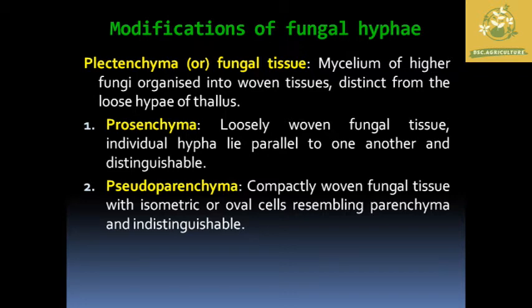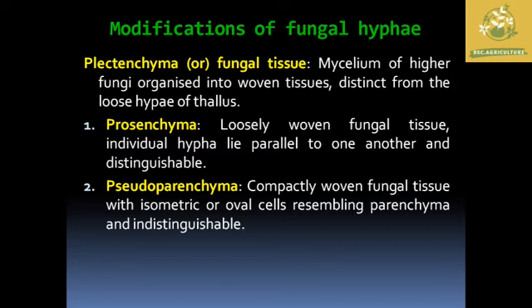Plectenchyma, or you can name it fungal tissue, is where the mycelium of higher fungi is organized into woven tissues, which are distinct from the loose hyphae of the thallus. So that is how you can define a fungal tissue. And while seeing the different types, or modifications, the first one we are going to see is prosenchyma.